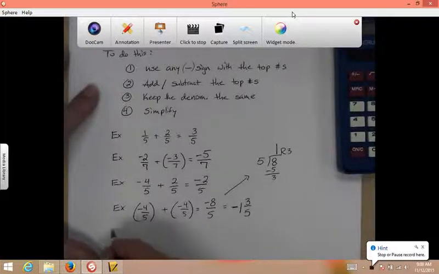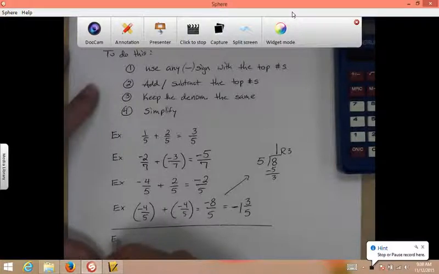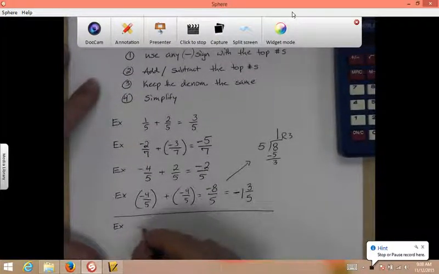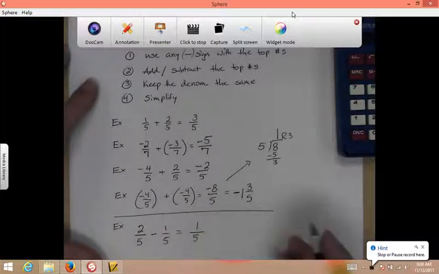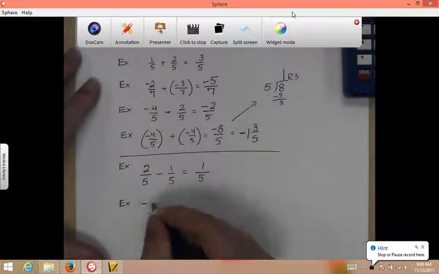Next, subtraction. Two fifths minus 1/5. 2 minus 1, 1. Let's do one more subtraction example.